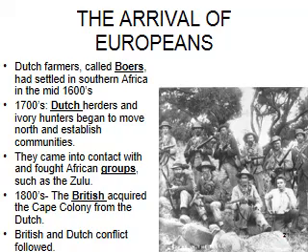Now, 100 years before the late 1800s, certain Dutch people called Boers had settled in southern Africa. And what they did was they steadily moved northward, almost in the path of the Zulu. Dutch herders and ivory hunters began to move north and establish communities. And when they did that, they encountered African groups like the Zulu and frequently fought with them.